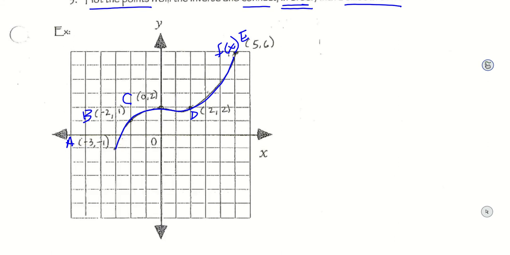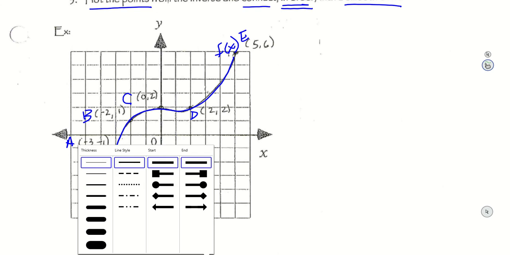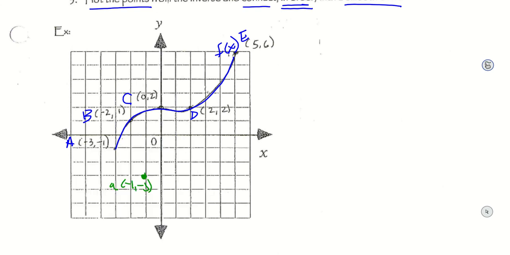So instead of having -3, -1, I'm going to go to the point -1, -3. And I'm going to label that with a little a. Okay, let's go on. So -2, 1 becomes the point 1, -2. Okay, and I'm going to label that little b. That is the point 1, -2.